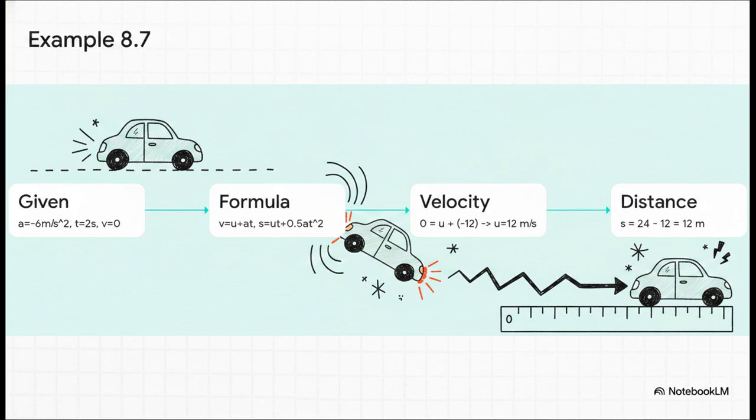First, we find initial velocity u using the formula v equals u plus at. 0 equals u plus -12, so u is 12 meters per second. Next, we find distance s using our second formula. 12 times 2 plus half of -6 times 4. That is 24 minus 12. The final answer is 12 meters. See? Physics literally proves why tailgating is a terrible idea.